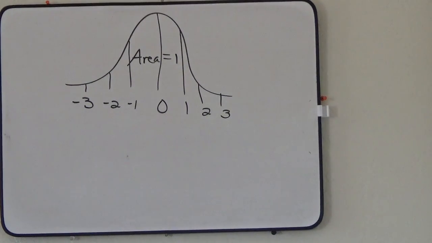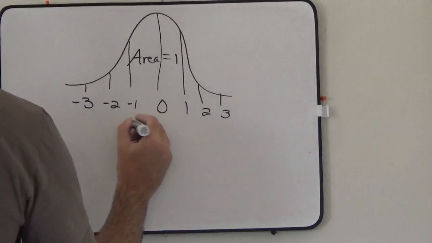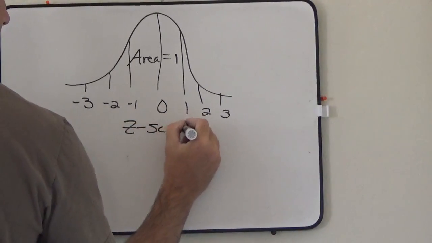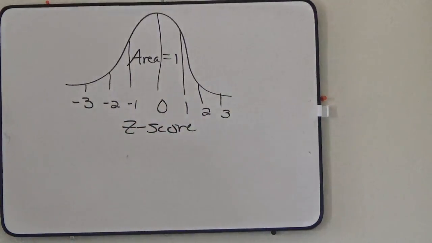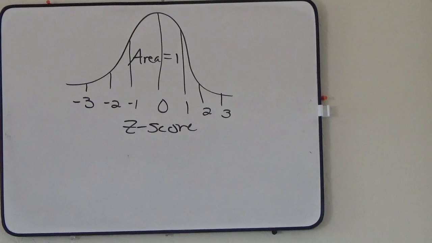What these bottom numbers represent is what we call the z-score. The z-score is the number of deviations away from the mean. So it could be 1 deviation, 2 deviations, it can be 1.3 deviations away from the mean, but that's what the bottom represents, the z-score.